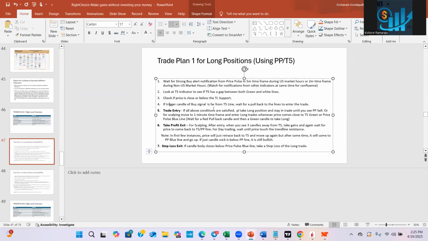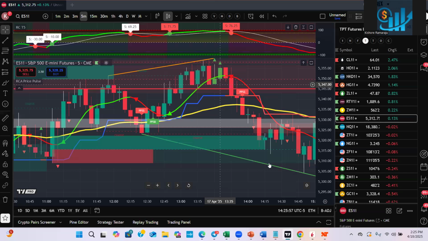If the trigger candle is far away from the T5 line, wait for a pullback to the T5 line to enter the trade. If you can wait for this condition, you will be very, very successful. If all the above conditions are satisfied, you can take a long position and stay in the trade until you see the price pulse sell or until you go all the way to the trend line support.